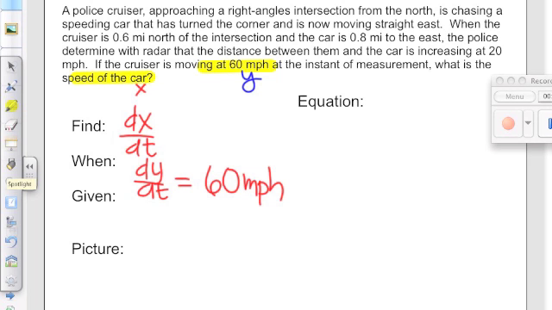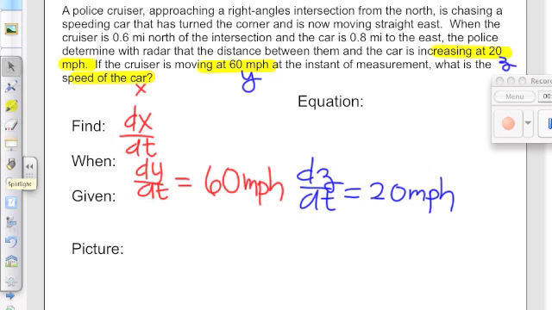No? Well, there's another rate that's given in here. At the second part, it says the distance between them and the car is increasing at 20 miles per hour. Since I'm using x and y, I'm going to call this one z. And dz/dt is equal to 20 miles per hour. Now, what other information do they give us?